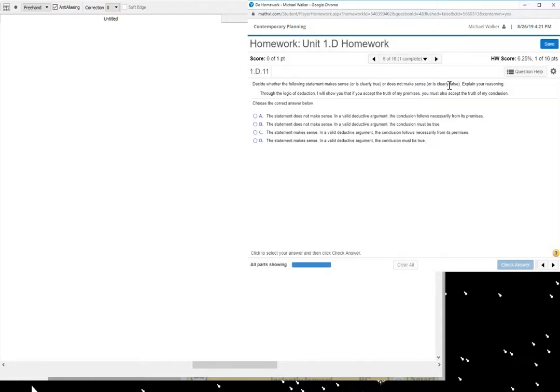Decide whether the following statement makes sense or does not make sense. Through the logic of deduction, I will show you that if you accept the truth of my premises, you must also accept the truth of my conclusion. That is deduction. In a valid deductive argument, the conclusion follows necessarily from its premises. That's what deduction is all about.